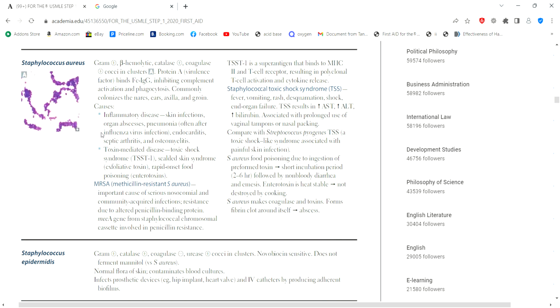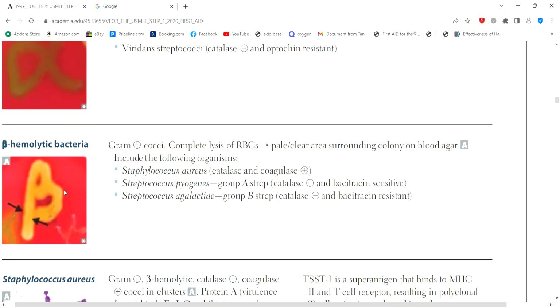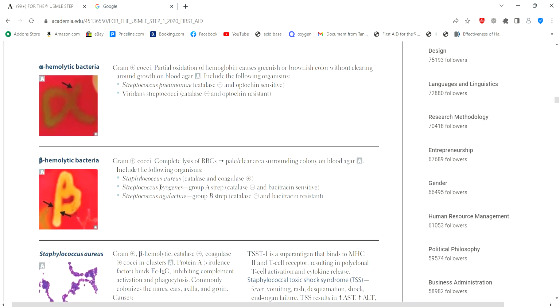Now Staphylococcus aureus. It is a gram-positive, beta-hemolytic, catalase positive, coagulase positive cocci in clusters. So what is that? Gram-positive means it turns purple on gram stain. Beta-hemolytic means that Staph aureus turns yellow on blood agar. Remember, it turns yellow on blood agar. Okay, so that is Staph aureus.